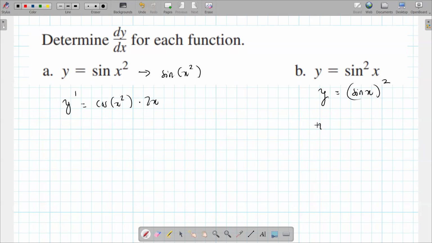Okay, what about the other one? What's y prime here for b? Do you bring the 2 down? Yes. So it'll be 2 sine of x, right? The outer function always takes priority. So here the outer function is x squared, or the squared function. What do we multiply this by? By cosine of x. And we're done. Cool? That's it.